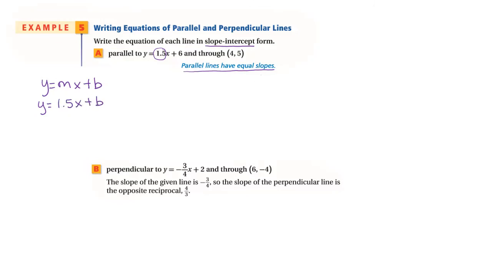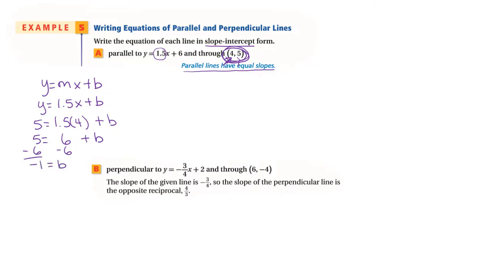Now we still need to find our b, so what we're going to do is take this (4, 5) over here, and we're going to fill that in. For our y, which is 5, we're going to put 5 equals 1.5, and we're going to multiply that by our x, which is 4, and then plus b. So 1.5 times 4 is equal to 6. Okay, so we have 5 equals 6 plus b. Let's move our 6 to the other side so b is all by itself. That leaves us with -1 equals b.